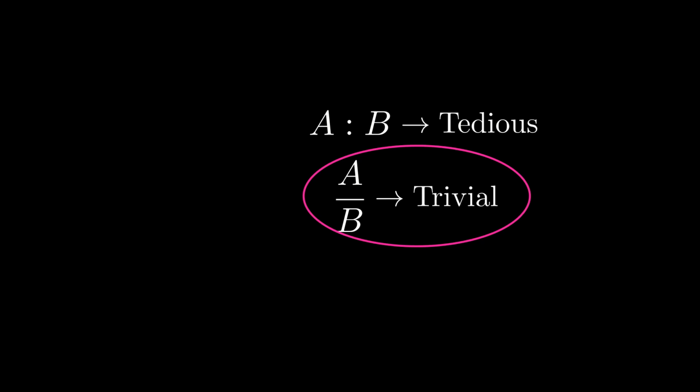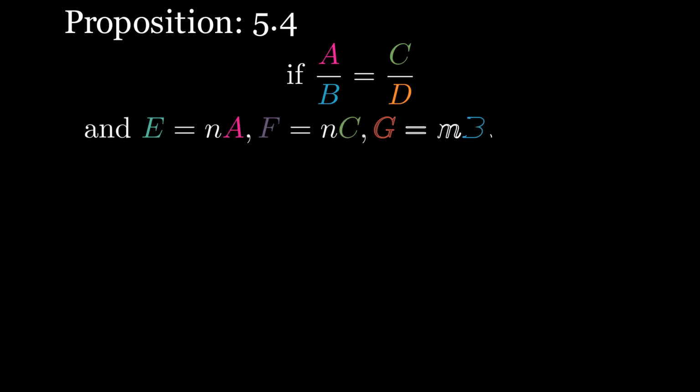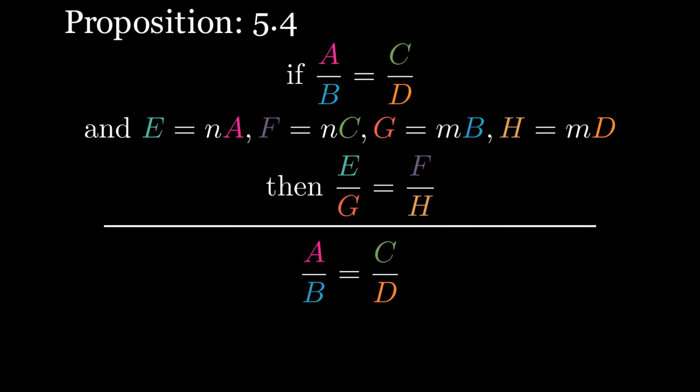We will only look at propositions that deal with proportion and skip the ones that deal with the definition of proportionality. First, we have proposition 5.4. If A over B is equal to C over D, then equal multiples of the numerators over equal multiples of the denominators are also equal. This is easily seen by substituting the equal multiples with their part counterparts, and then canceling out the n's and m's.